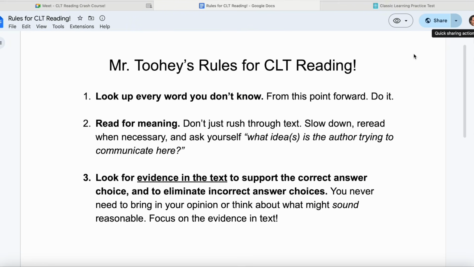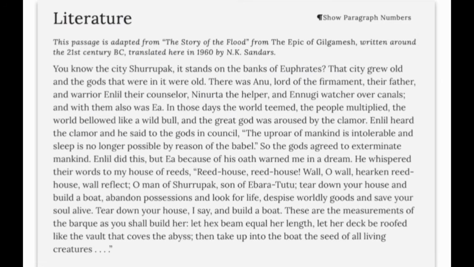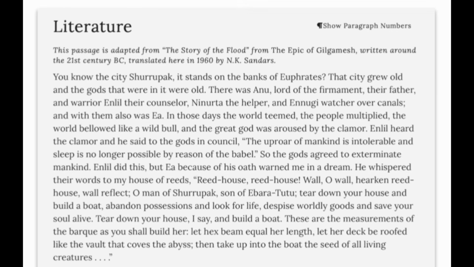So let's jump into the passages. I've got a CLT practice test here up on my screen. I think you've got one on your end as well. And we're going to start with CLT practice test number 1. That's available from the website. And we're going to work through this passage together.